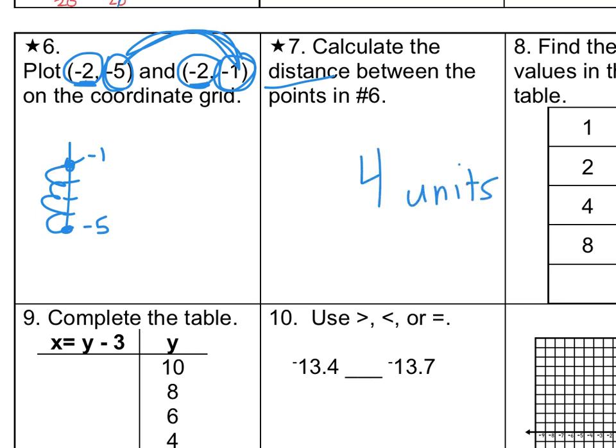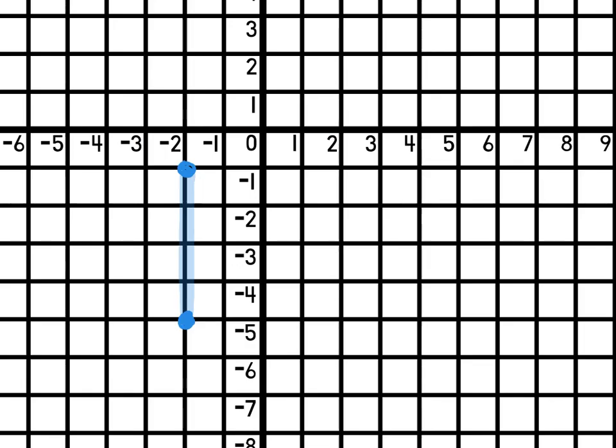Let's go prove it. So here is my plotted points. This is (-2, -5) and (-2, -1), and you can see they are 1, 2, 3, 4 units apart.